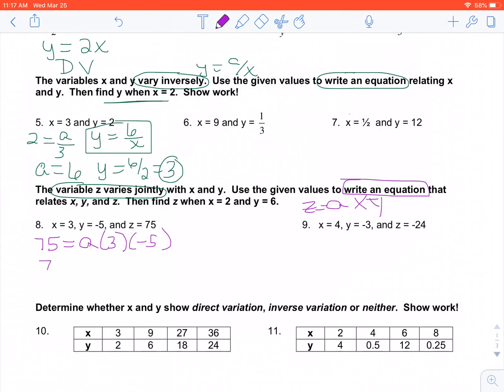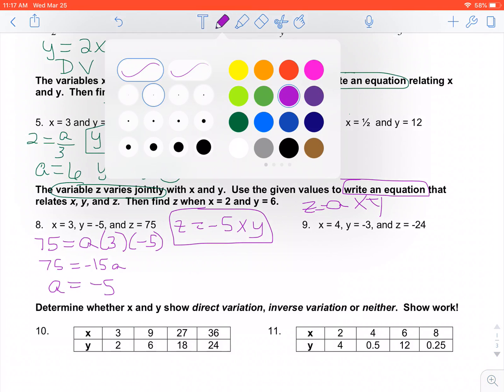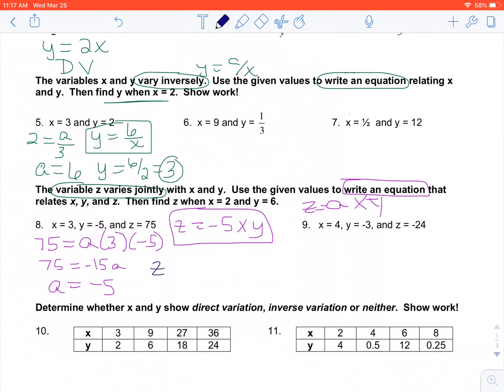So then we have 75 is equal to negative 15a, and a is equal to negative 5. So our equation is z equals negative 5xy. So that's the equation part of the problem. And then the second part says find z when x is 2 and y is 6.